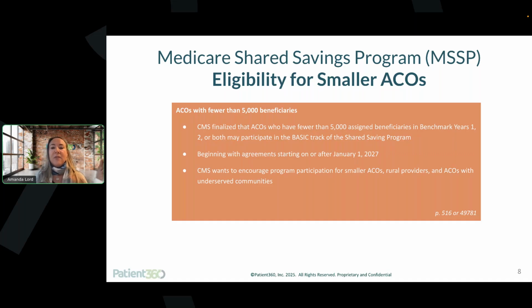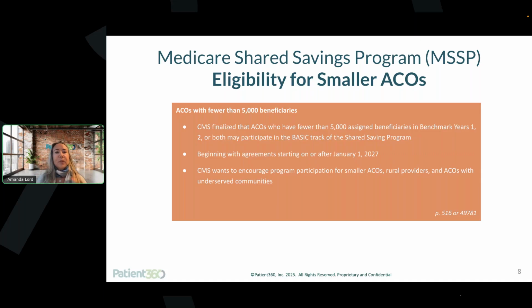Its primary benefit is that it creates a more flexible and stable on-ramp for organizations that want to join the MSSP, but don't have a large enough attributed population at the very start. This flexibility is going to be helpful for you if you're a smaller organization, if you have rural providers, and for ACOs that are serving in underserved communities. These groups often struggle to meet the 5,000 beneficiary threshold immediately, and this policy allows them to enter the program and grow their assigned population over the first 2 years, rather than being excluded from participation entirely.